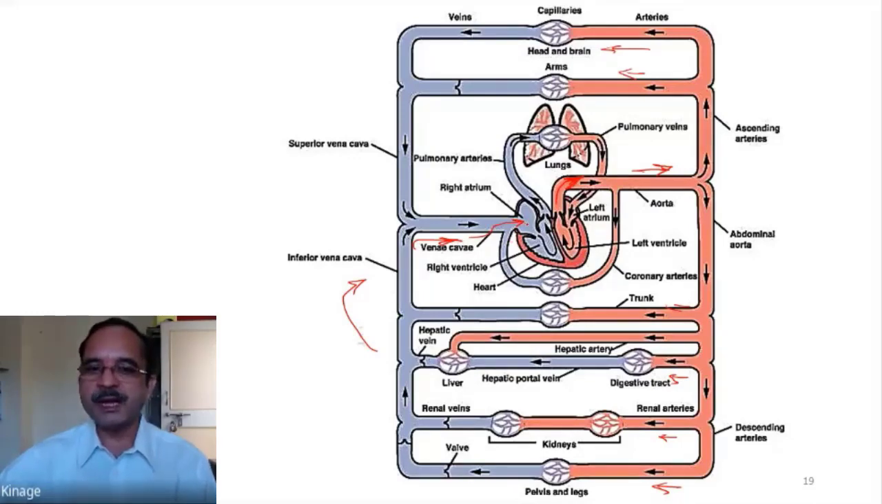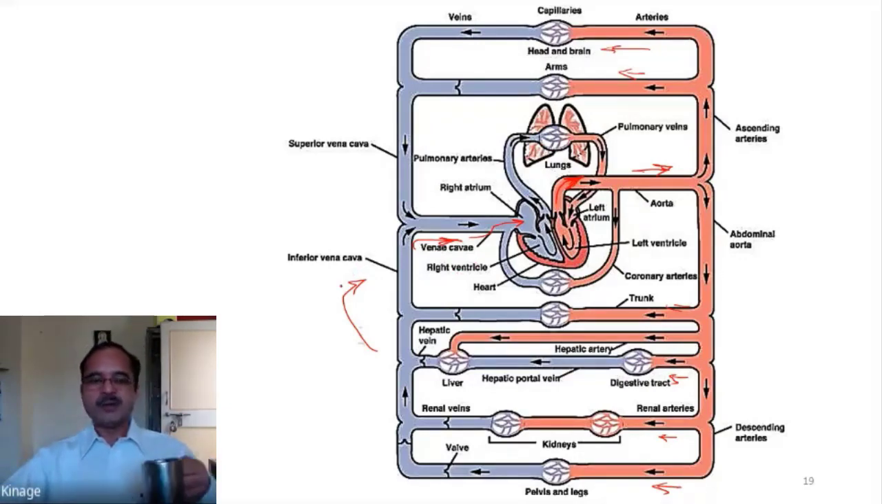Then from this right atrium, through this wall, the blood enters the left ventricle. Then the left ventricle pumps this blood to the lungs for purification purpose. So this is how our cardiovascular system works.